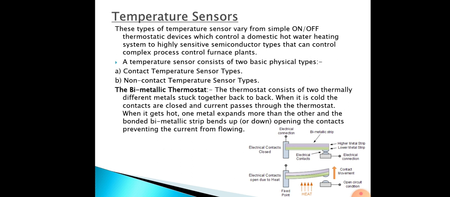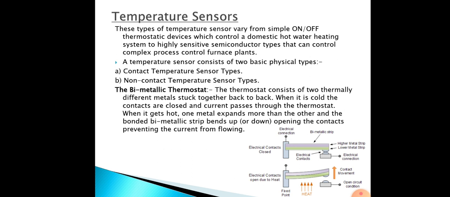The first one we will be seeing is the contact type. In contact temperature sensors, the sensors are required to be physically in contact, whereas non-contact temperature sensors use convection and radiation to monitor change in temperature. So first, the bimetallic thermostat we will be seeing. The diagram is over here.